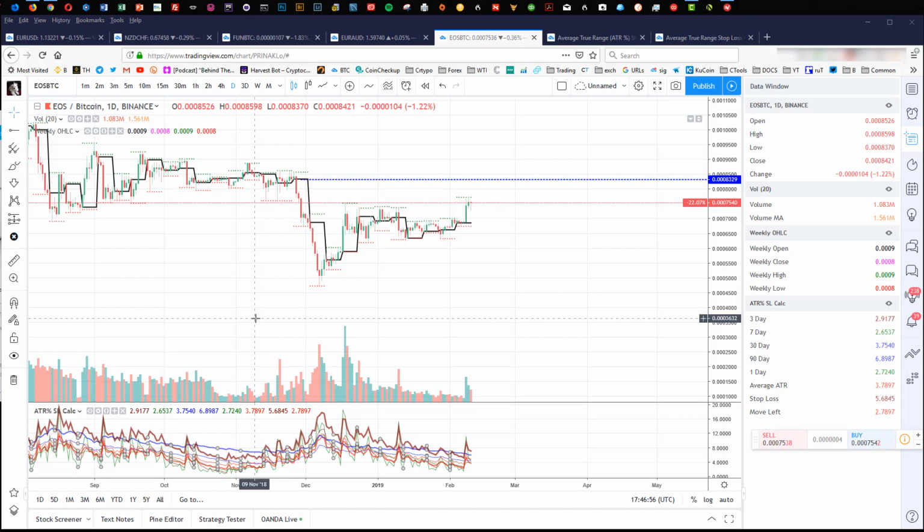So let's jump in. I'll talk about this indicator. I'll talk about what all these numbers are. I'll provide some tips and advice on using this indicator.